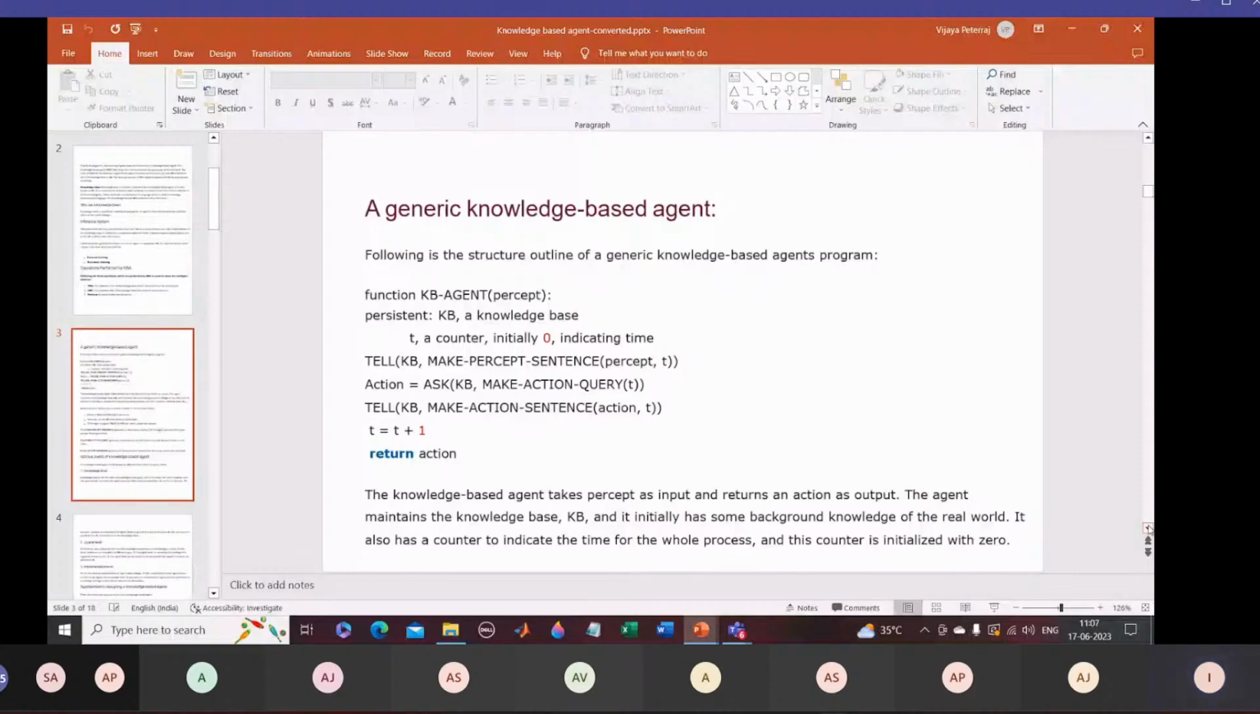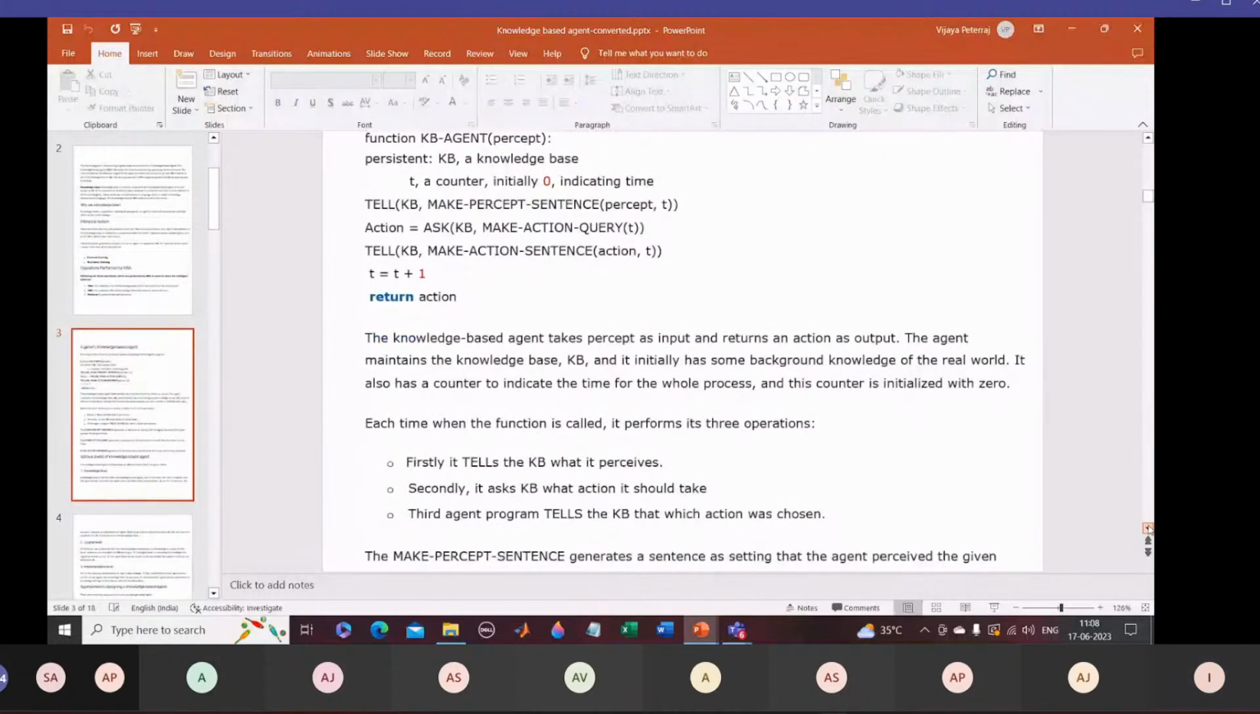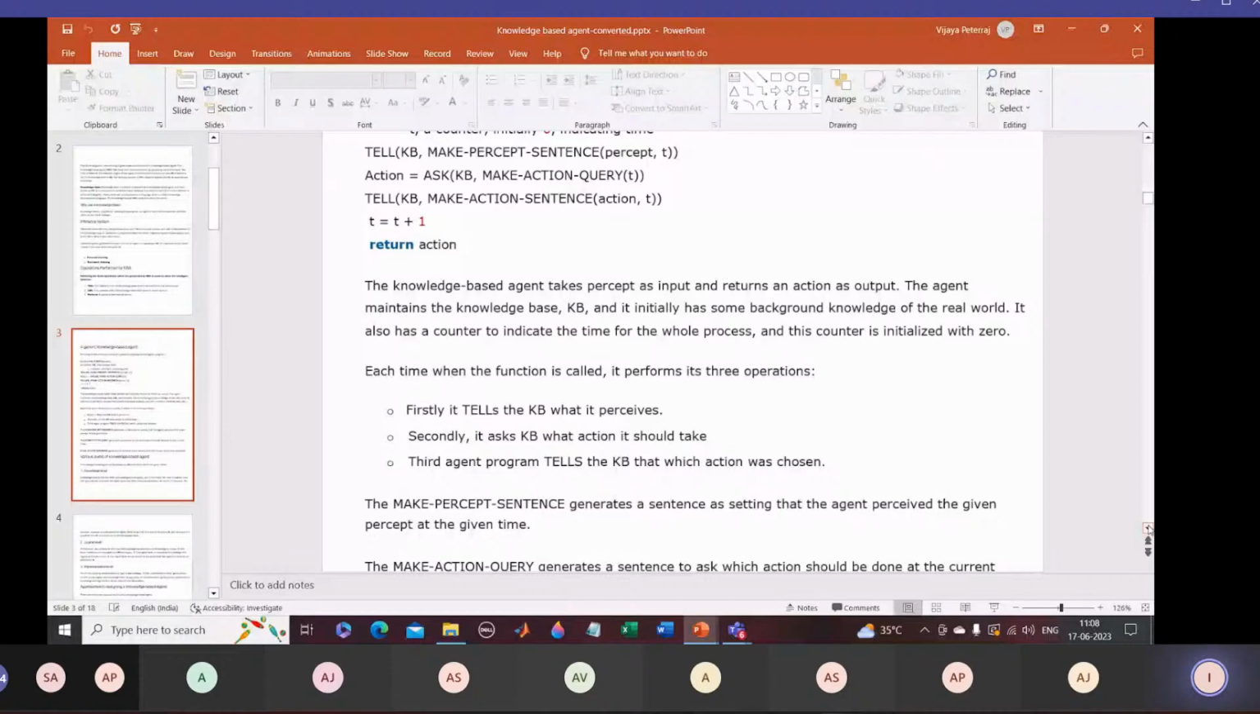So this is an example of a generic knowledge based agent. First it will tell the KB what it perceives. Secondly, it asks the KB what action to take. Then the third, the agent program tells the KB which action was chosen so that it can perform that action.